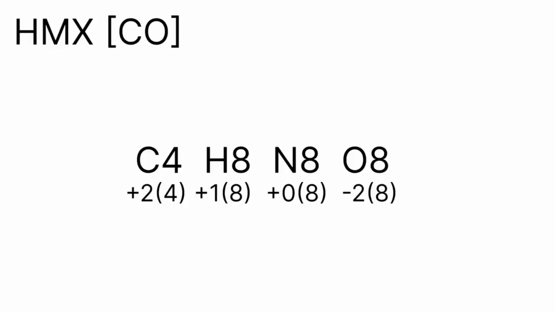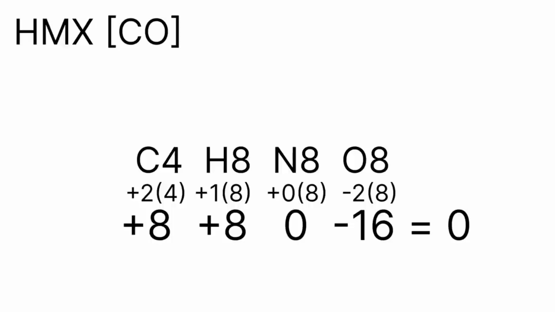So when you do HMX, you're going to have fuel valences of +16 and minus 16 for your oxidizer valences. So this is a net balance of 0, which accounts for the extreme detonation performance of both HMX and RDX.